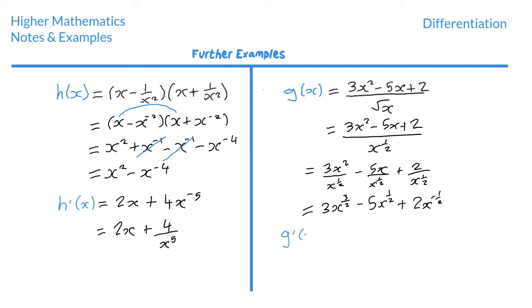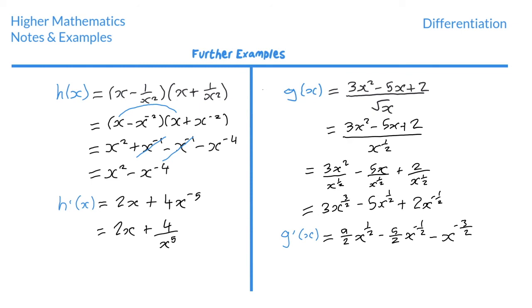We just find that g dashed x, for this problem, that will be 3 over 2 times 3 is 9 over 2, x to the 1 half. Remember, we're dropping that power by 1. Minus 5 over 2, x to the negative a half. And then minus x to the negative 3 over 2. So negative x to the power negative 3 over 2.